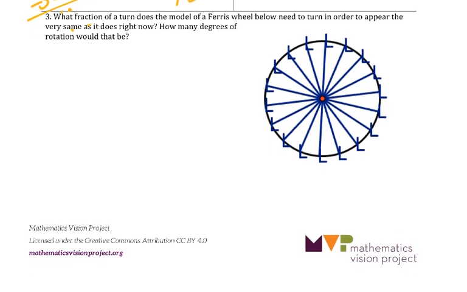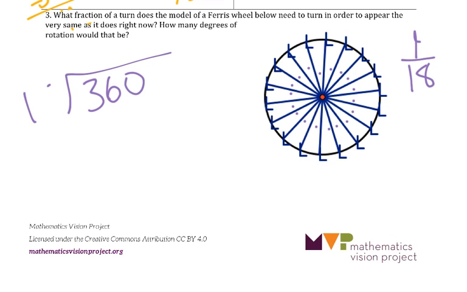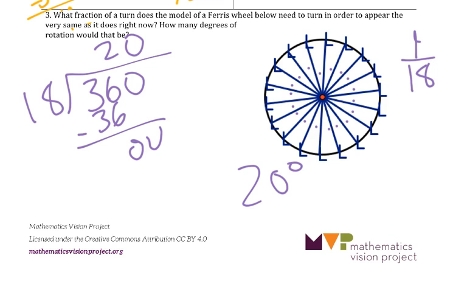Number 3, what fraction for this model of the Ferris wheel? Well, 1, 2, 3, 4, 5, 6, 7, 8, 9, 10, 11, 12, 13, 14, 15, 16, 17, 18. So 1/18. How many degrees? Well, 360 divided by 18. That would go in twice, right? 36, be 0, so it would be a 20-degree rotation there. Each one of those would represent 20 degrees.